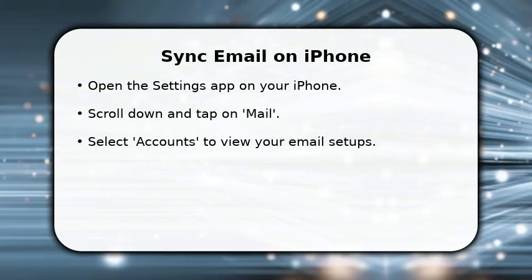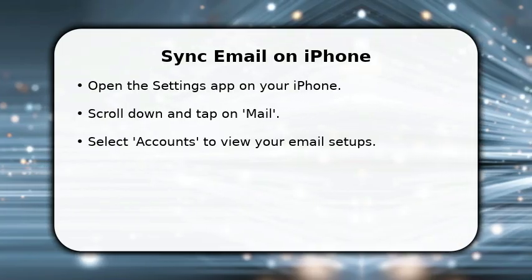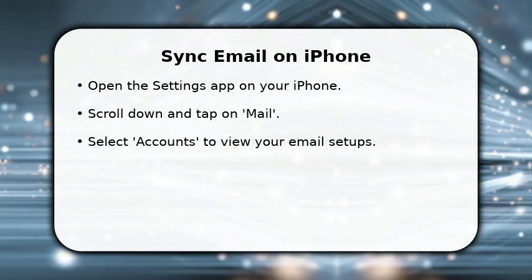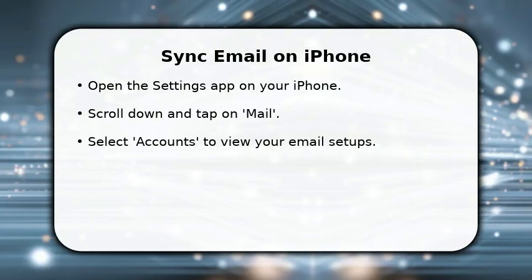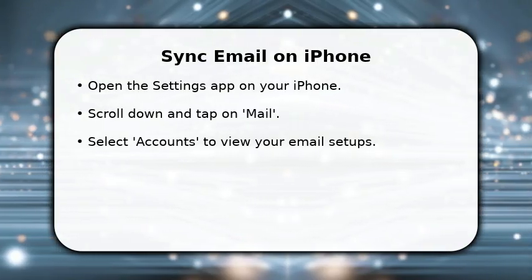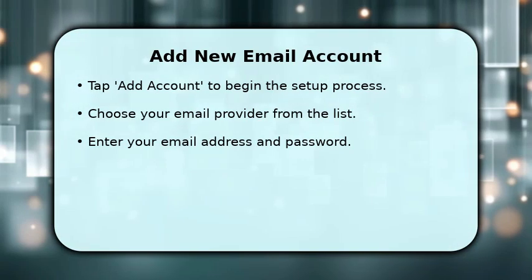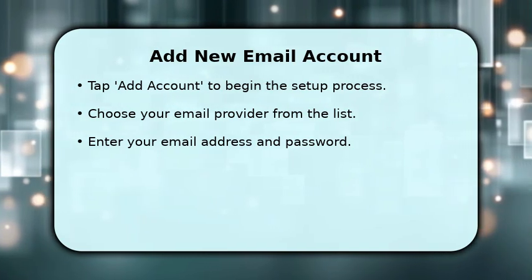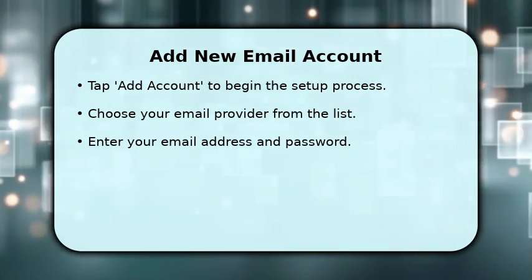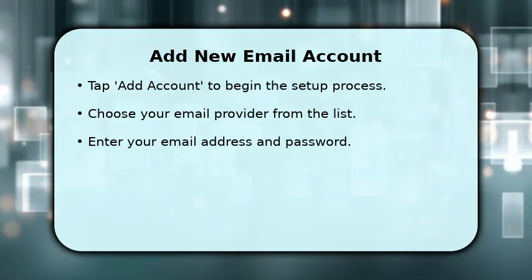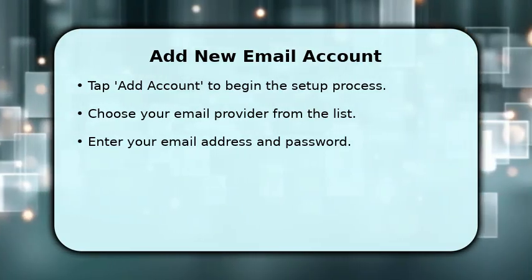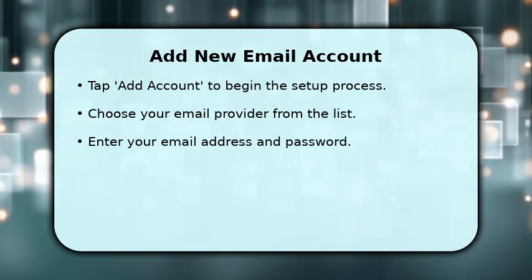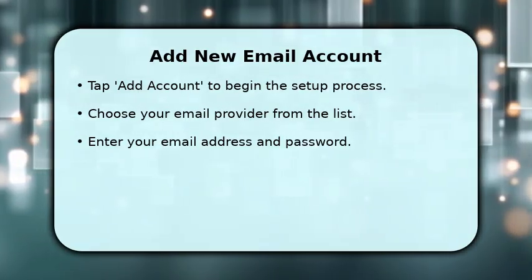Next, tap on Accounts to see any existing email setups or to add a new one. This is where we begin the process of getting your emails flowing smoothly. To add a new email account, simply tap on Add Account. You'll then see a list of common email providers like iCloud, Google, or Outlook. Select your specific provider from this list.